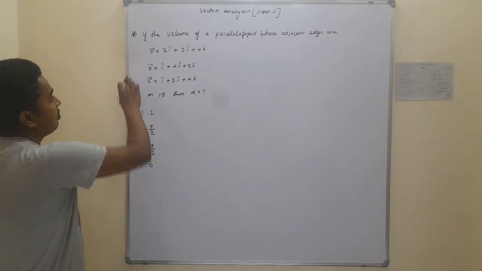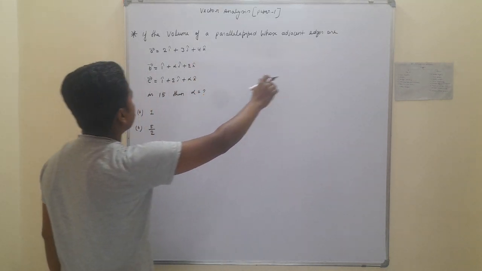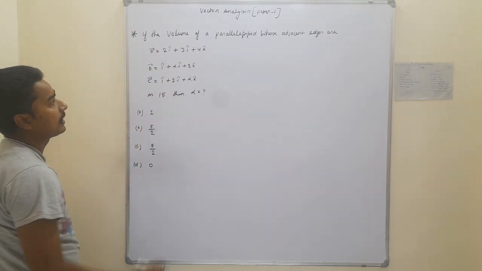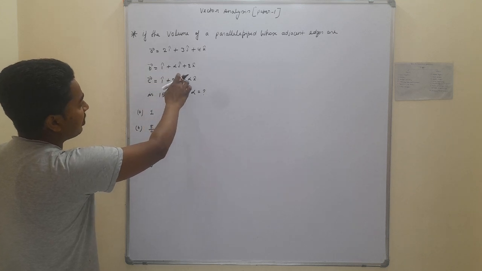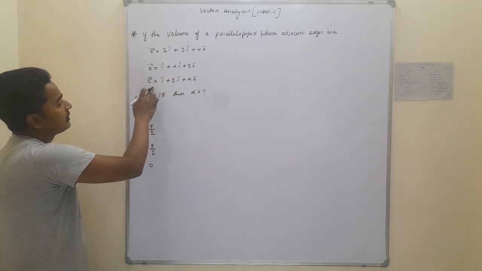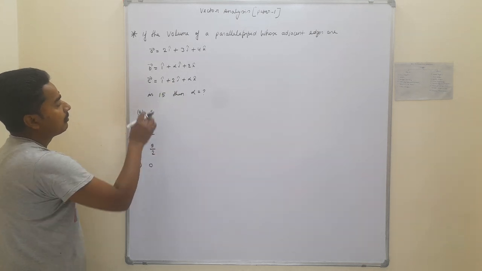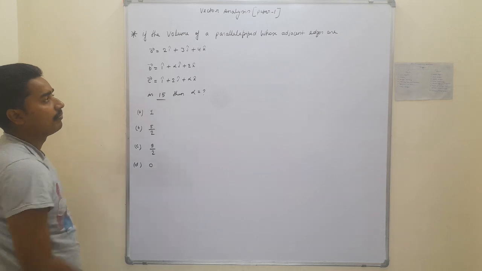Today we are going to solve the problem of vector analysis from paper 1. The question is: if the volume of the parallelepiped whose adjacent edges are given by vector a = 2i cap plus 3j cap plus 4k cap, vector b = i cap plus alpha j cap plus 2k cap, and vector c = i cap plus 2j cap plus alpha k cap is given by 15, then we have to find the value of alpha.